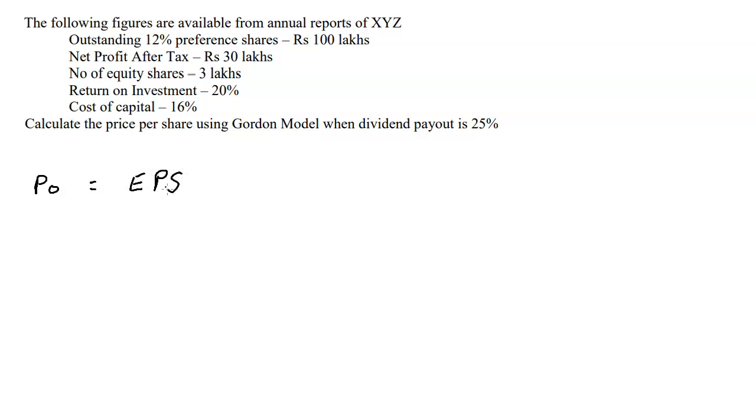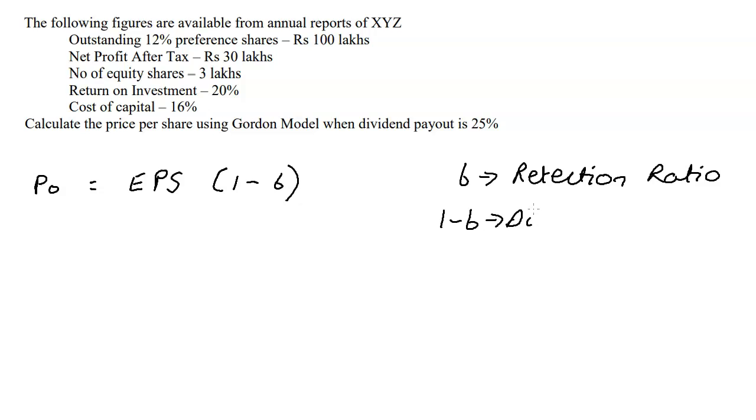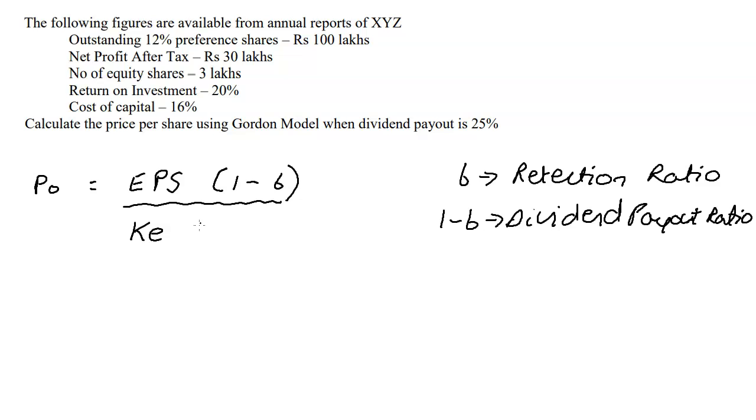EPS, earnings per share, open bracket, 1 minus B, which is your retention ratio. So B is the retention ratio. 1 minus B is your dividend payout ratio. Then we divide this by KE, cost of equity, or capitalization rate, whatever is given in the question, minus G.